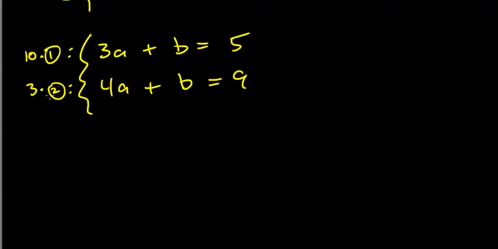Alright, maybe I can do some work in my head here. Now the last couple we did with the elimination method. Let's try this one with the substitution method. Well, I can easily solve this first equation for b, b in terms of a.